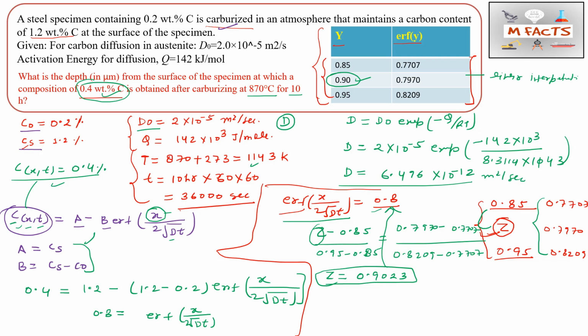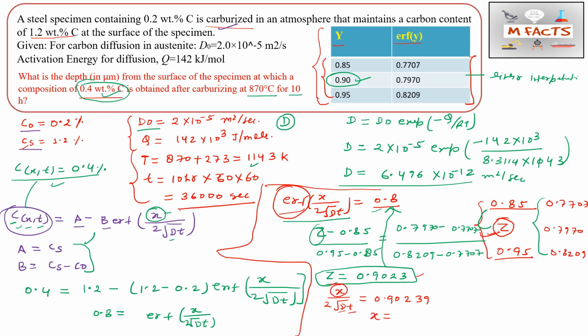Okay, so what we will do, we will put this value, and we can remove this erf function just after putting this value, because this is what I solved, the erf value only. Okay, so x by 2 root dt is equal to 0.90239. So from here we can find this depth value, because we know this D and we know this t.